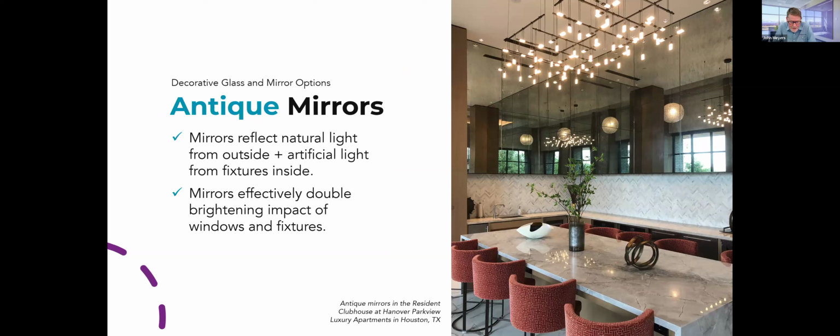Clear charcoal antique mirrors add to this look as a residence clubhouse. As you can see, the mirrors reflect natural light on the opposite wall and reflect the overhead lighting fixture and the fixtures along the hallway. The mirrors, I guess, become a double brightening impact of the windows and fixtures.